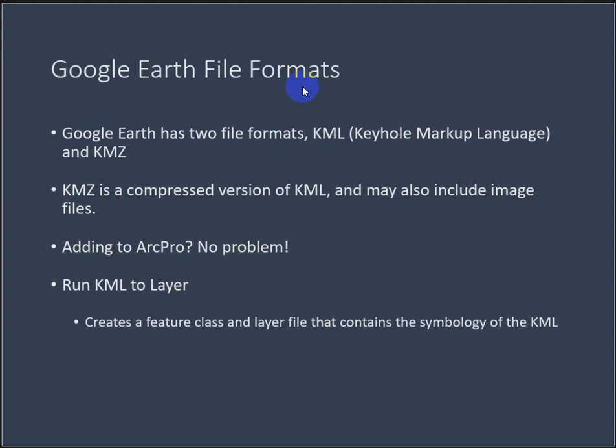File formats. You can create basic shapefiles in Google Earth, and then export them in Keyhole Markup Language, the KML. A KMZ is a zipped version of that that can also include images. These can be used in ArcPro or ArcMap by running KML to Layer. To the contrary, you can take shapefiles in ArcPro and ArcMap Desktop and run the tool Layer to KML, and it'll convert them into data sets that can be displayed in Google Earth and Google Maps.